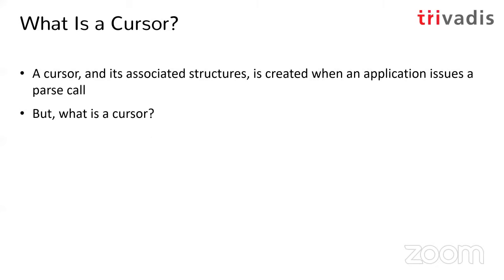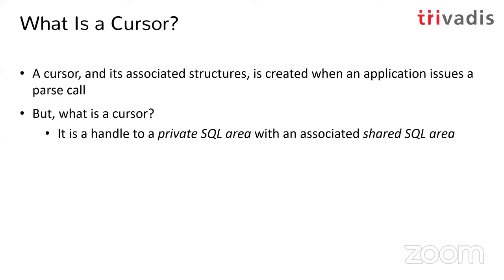If I have to define it in one sentence, I would say that the cursor is a handle, and a handle is basically a memory structure that gives you access to another memory structure. And in this case, it's a handle to a private SQL area with an associated shared SQL area. Okay, and we try to get a picture of this.